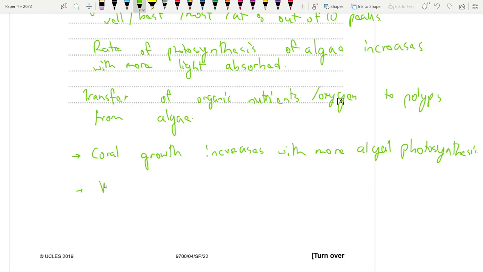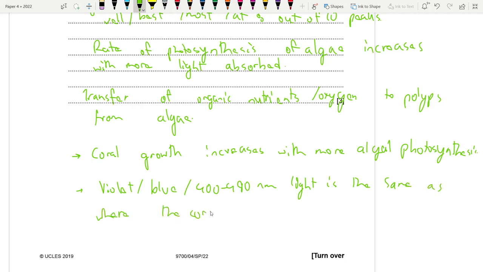So this is the last point. Violet, blue, or 400 to 490 nanometer light is the same as where the corals live. Okay, that's all.